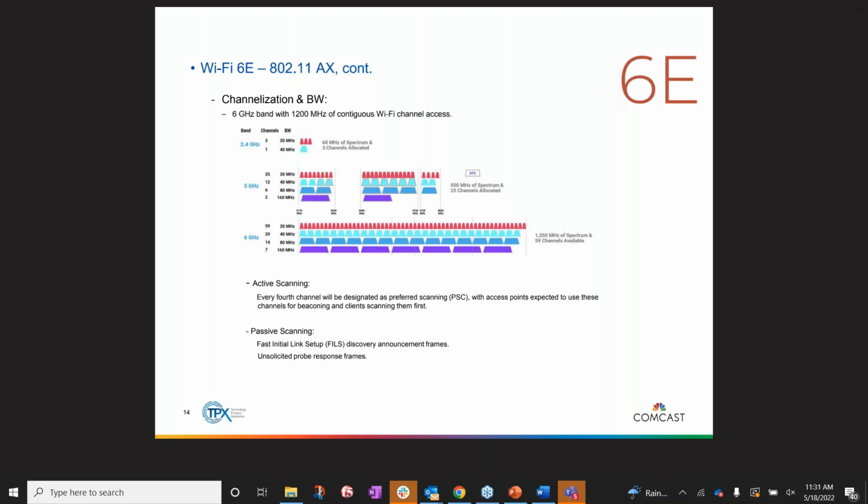So scanning in an 80 megahertz block is equivalent to scanning in the first channel. That's how you can operate as a preferred channel list. But that comes in active scanning. In terms of passive scanning, there are other considerations. This is one type of consideration: fast initial link setup.